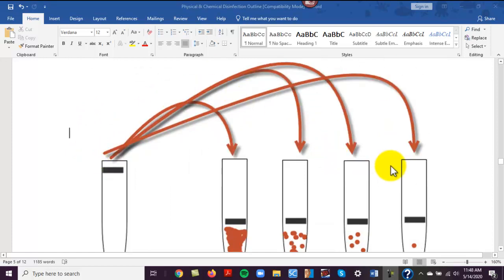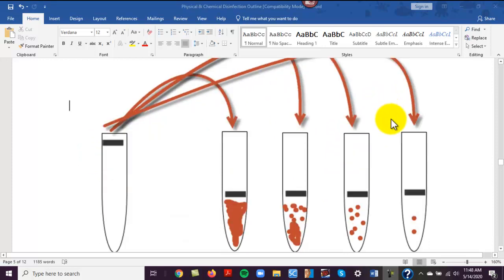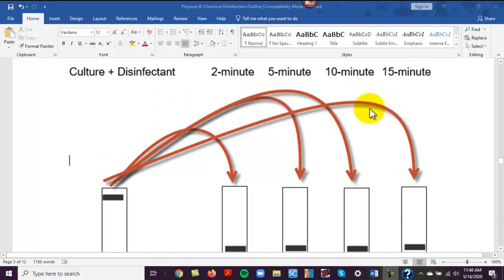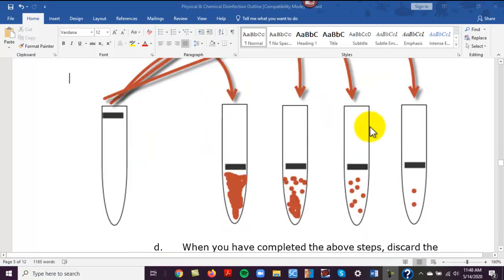And then you're going to do the last one at the 15-minute mark. So you take some cells from here, and you're going to put them in another sterile broth, and they've sat with the disinfectant for 15 minutes. And what you're doing here is you're going to be able to measure out, and then you would then incubate these. You would come back and look for growth. Did you get any growth in any tubes?